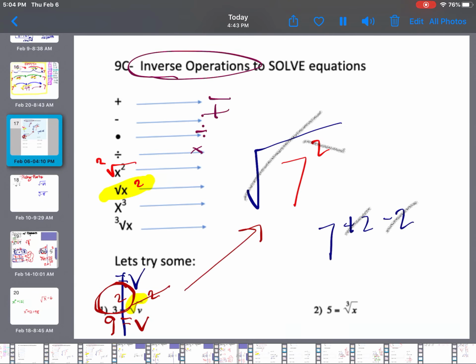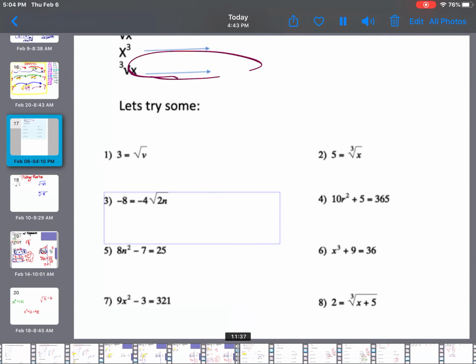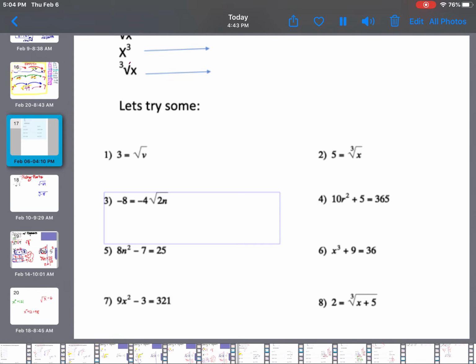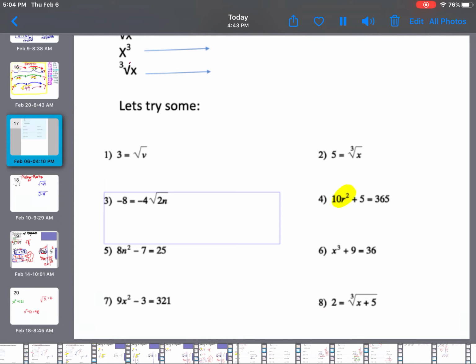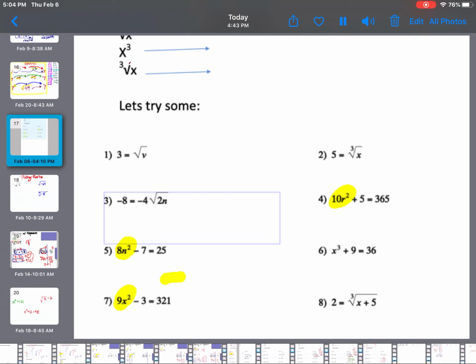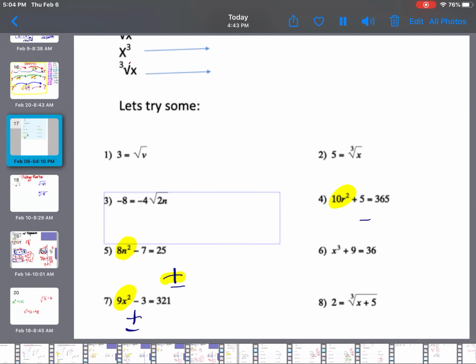So let's look over on your page that says 9C, and we're going to look at some of these and decide which of these problems are going to have two answers. Now, look at the problems, and we're looking for a problem that has a squared in the original problem. Number 4 has a squared, number 7 has a squared, and number 8 has a squared. So these are going to have a negative and a positive answer, in all three of these problems.